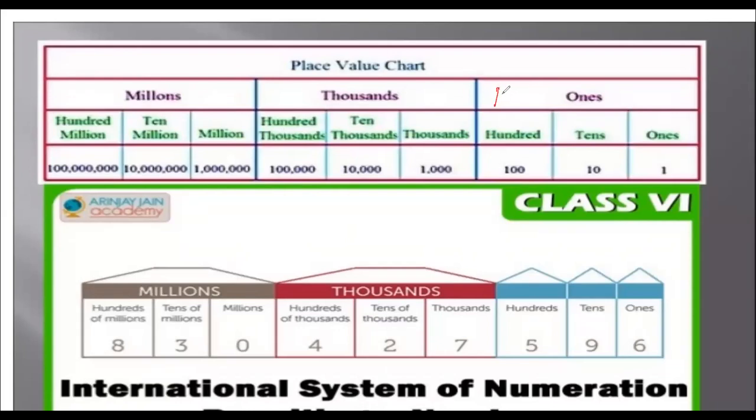This is one period, and this is the next period from the ones, that is thousands. How many digits are there in each period? This is the difference between the Indian system and the international system. In the Indian system, only the first period, which we call ones, has 3 digits. From there onwards, in the Indian system the thousands period has only 2 digits, whereas in the international system it has 3 digits. In the thousands period, there are 3 digits in the international system.